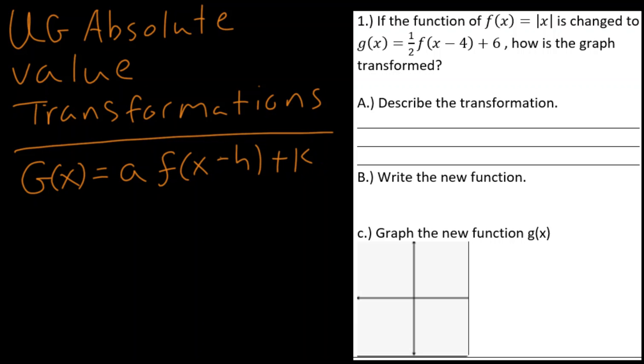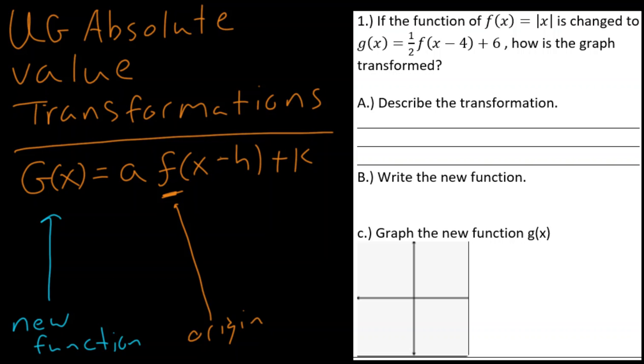Let's go through these things. What is g of x? G of x just states, this is what our new function is after transforming the original function, which means that this f, that single letter f, represents the original function.